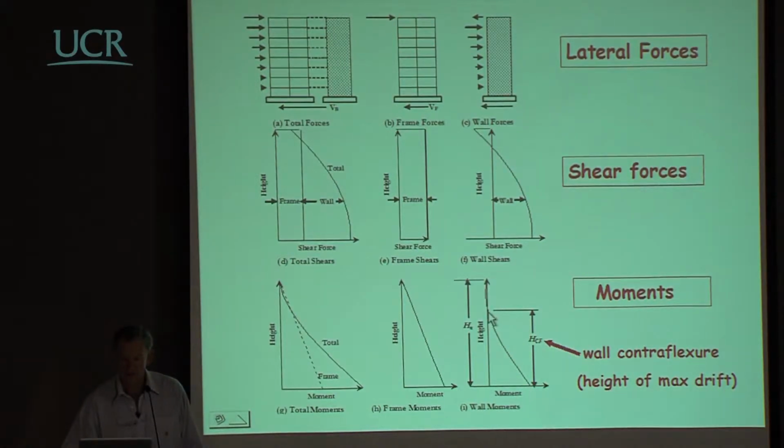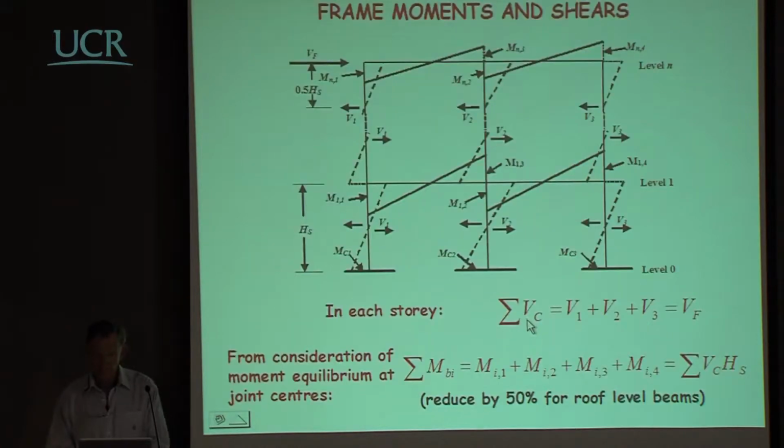And we know at the start of the design process, if we've chosen beta, we know where this point of contraflexure is. And that's important again, because as with the coupled wall situation, that will be the location of maximum drift, which will probably govern the design.